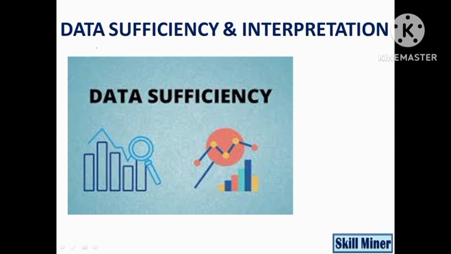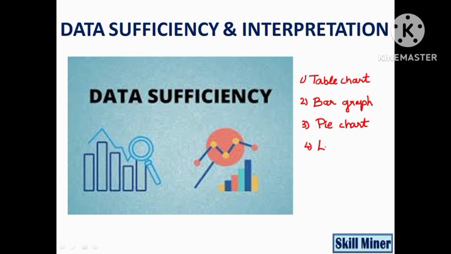The first model is table chart. The second model will be bar graph. The third model is pie chart. The fourth model is line graph.